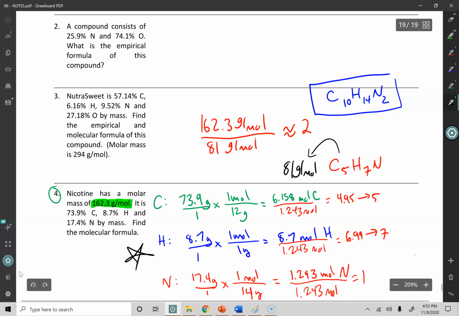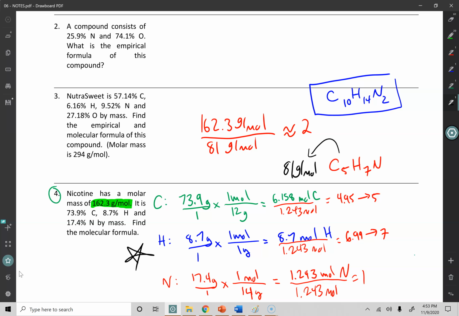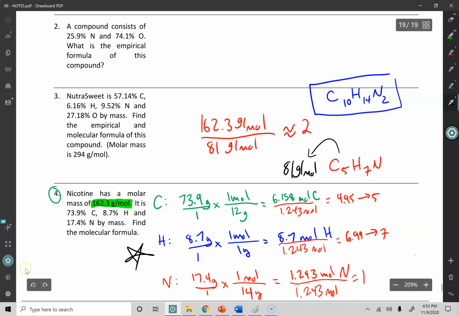Really common mistakes include, with elements that you know exist as diatomics, counting them as diatomics, using their diatomic mass. We don't do that with empirical and molecular formulas. It's just hydrogen atom, nitrogen atom, oxygen atom. Don't try to represent them as diatomics. Once you've got the moles of each element, we need to set up a 1 to something ratio. The best way to do that is to take your smallest number of moles and divide all the numbers of moles by that. You should get pretty close to whole numbers. If you end up in the middle, you've got a little bit more work to do.